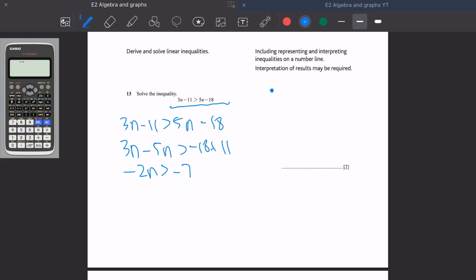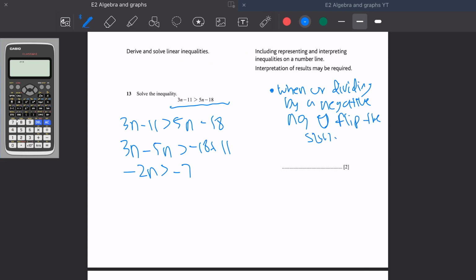So when you're solving inequalities, you have to make sure that when you're dividing by a negative number, you flip the sign. So when I'm dividing by minus 2 on both sides, I flip the sign. So I get n is less than 3.5.